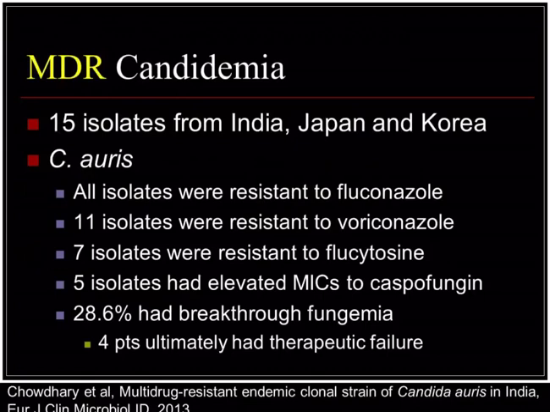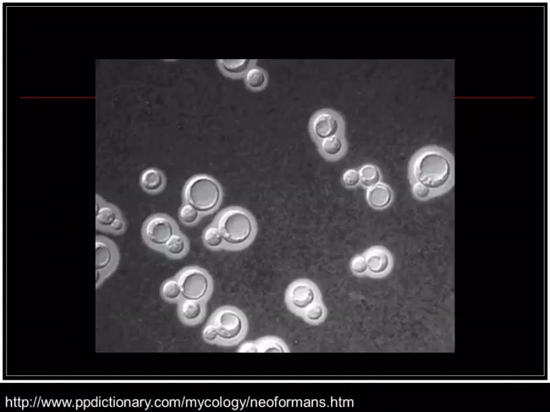What about MDR Candidemia? This had hit the lay news semi-recently, though you can see from this article, it's been around since before 2013. Candida auris, all these samples from these 3 different places were resistant to fluke. 11 of the samples were resistant to Vori, 7 to flucytosine, 5 of them had elevated MICs of Caspo. About 29% had breakthrough fungemia, and ultimately 4 patients died because they simply had no drugs that would treat the bug. So that's very, very bad. And that's around the corner for everybody.